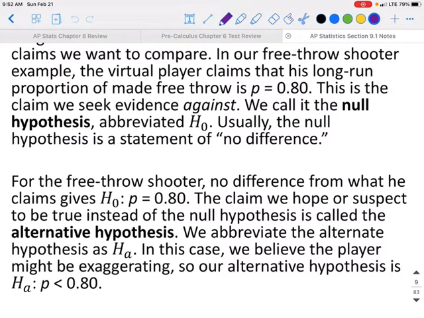The claim we hope or suspect to be true instead of the null hypothesis is called the alternative hypothesis. We abbreviate the alternative hypothesis as H sub a because it's the alternative. In this case, we believe the player might be exaggerating, so our alternative hypothesis is going to be H sub a: p is less than 80%.